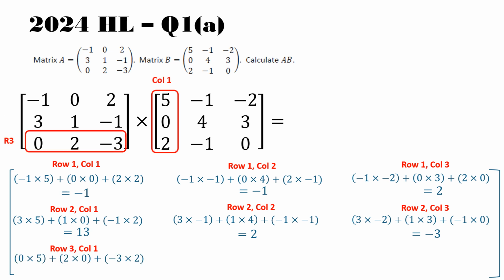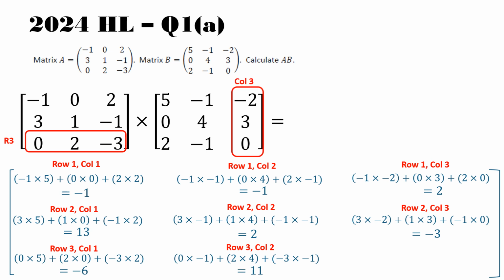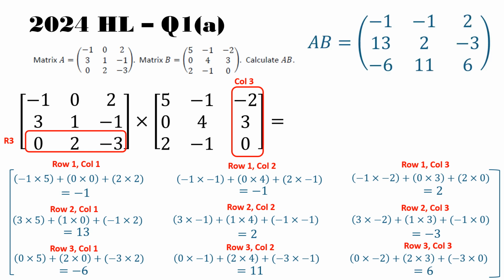Then we look at row 3, column 1. That is 0 by 5, 2 by 0, and minus 3 by 2. That gives us a final answer of minus 6. Row 3, column 2. That gives us 0 by minus 1, 2 by 4, and minus 3 by minus 1, which equals 11. And then row 3 by column 3, and that gives us 0 by minus 2, 2 by 3, and minus 3 by 0, and the final answer equals 6.